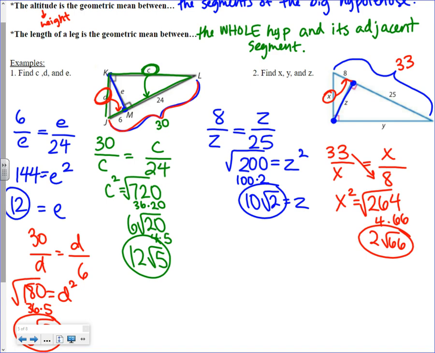All right, let's do the other leg now. What's the other leg of this triangle? Y. So y is the geometric mean between the whole hypotenuse, which was how big, and the adjacent segment, which is what? 25. Wonderful. All right, so what is 33 times 25?